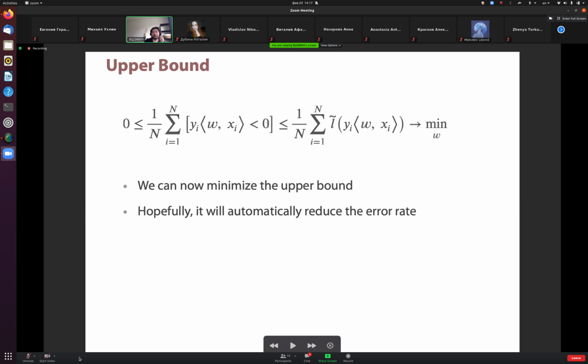So we can rewrite it. We say, okay, we could minimize this, but we cannot. So we will minimize upper bounds.